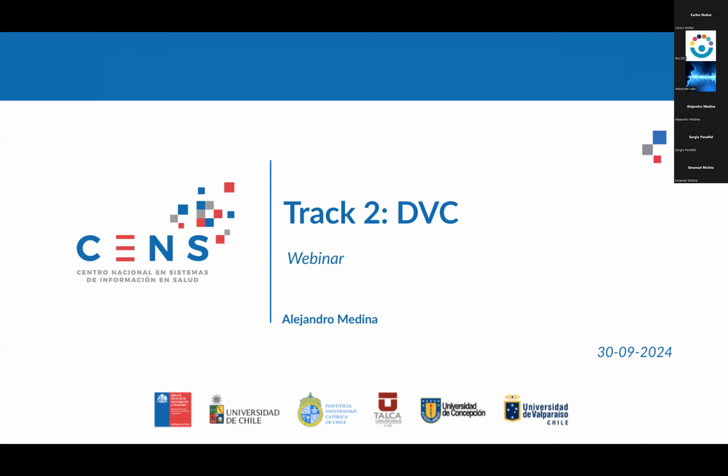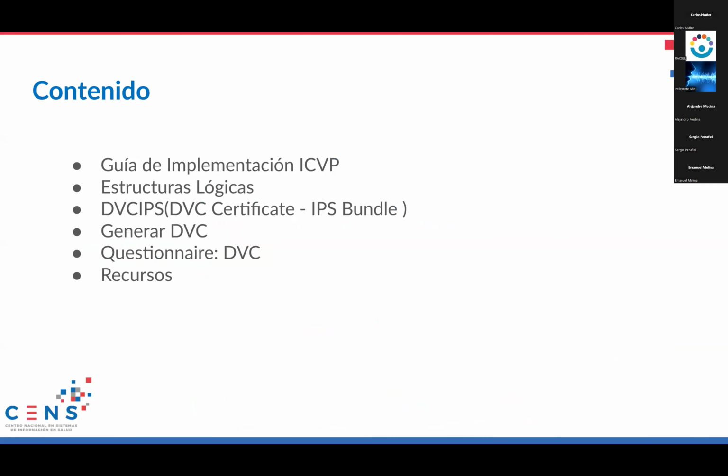Alejandro Medina here. We are going to do the DVC track, and we're going to see the DVC. We will show you the ICVP implementation guide, which is currently in the draft version. With these Connectathon projects, the idea is to try and identify some elements and then to give more maturity to the guideline.